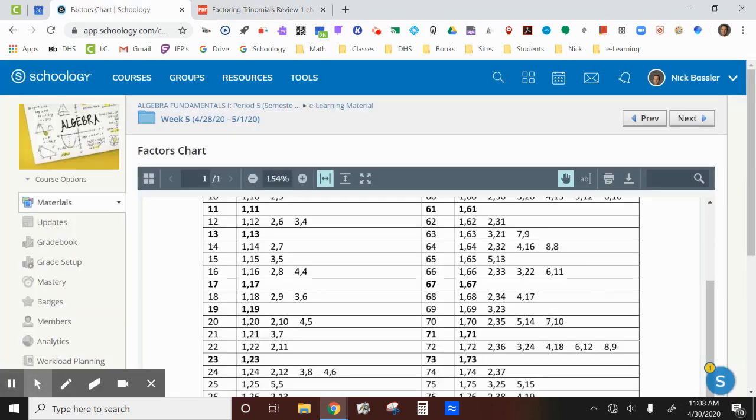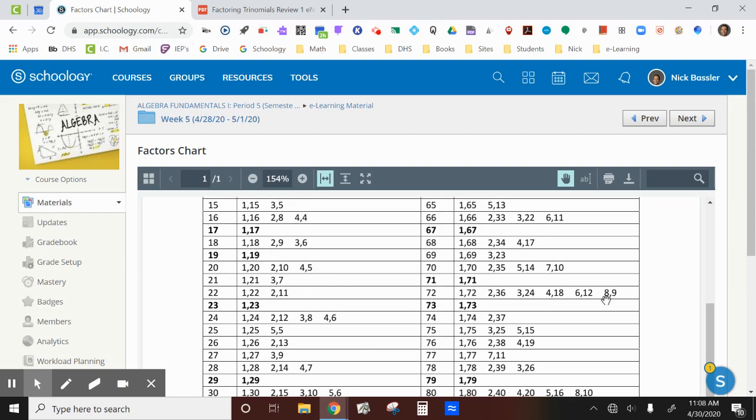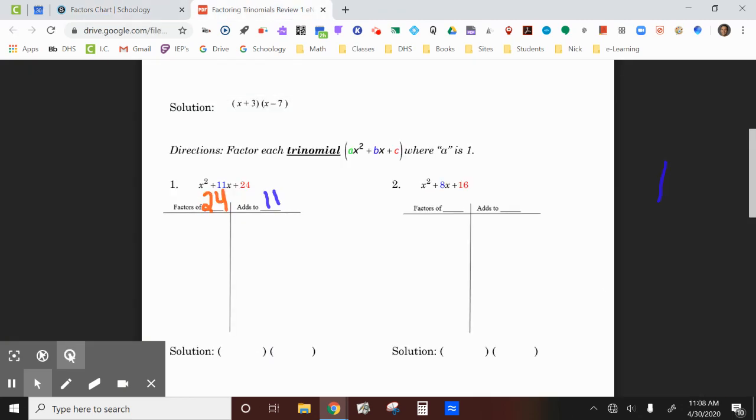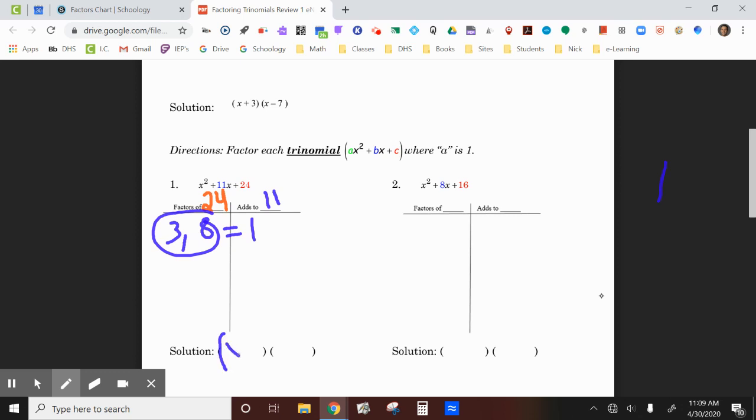I'm going to look at my chart here and find the number 24. Look at all the different combinations here: 1 and 24, 2 and 12, 3 and 8, and 4 and 6. Most likely it's going to be 3 plus 8 that gives me 11. So when you're filling out the chart today, maybe we can just focus on putting in the numbers that are going to give us that 11, which is 3 and 8, adding up to 11. That means my solution is going to be x plus 3 times x plus 8.